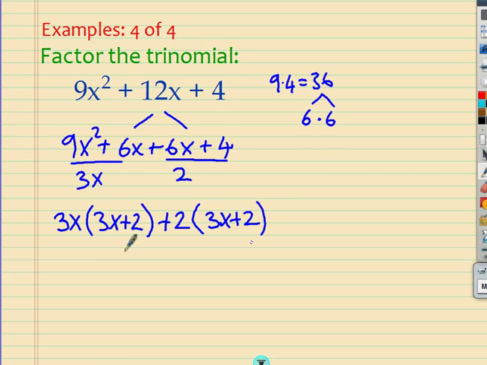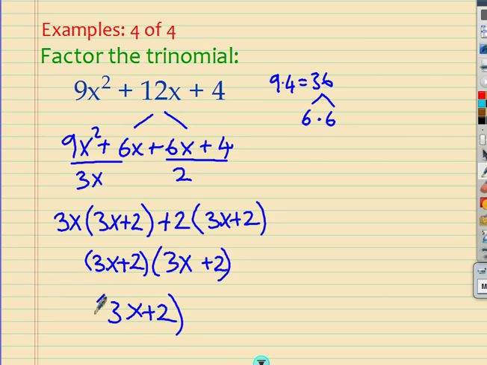We're going to factor out the common binomial one more time. 3x plus 2 factored out. You will have 3x left from the first one and 2 left from the second one. It turns out that we have the same term in each binomial, so this is written as 3x plus 2 in parentheses, squared.